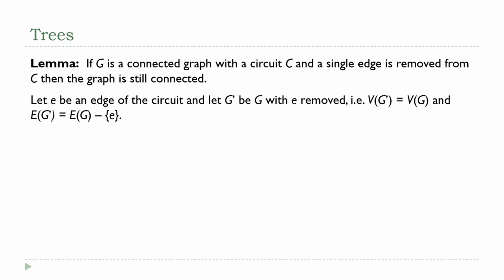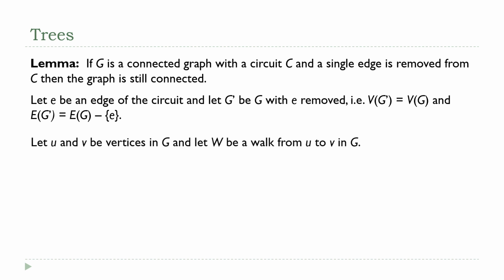Right? Let E be an edge of the circuit, and I'm going to take it out. So G prime is identical to G, but with that edge removed. So their vertex sets are the same, and their edge sets are identical except for E. Okay, so let U and V be vertices in the original graph G, and let W be a walk from one of them to the other.